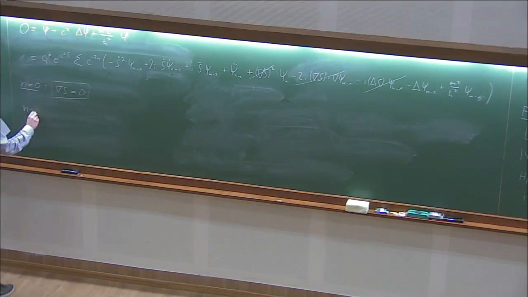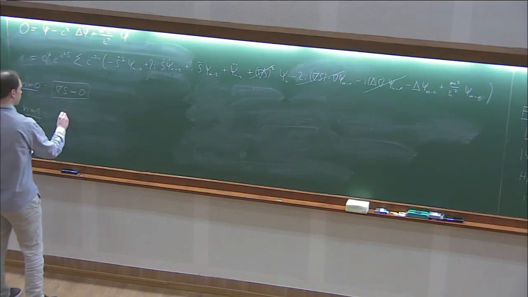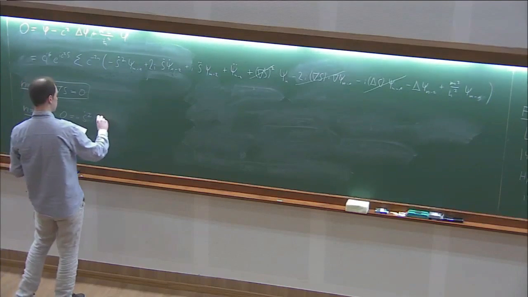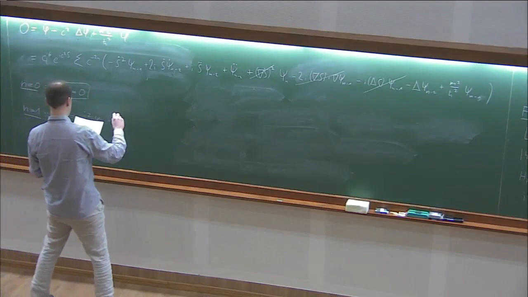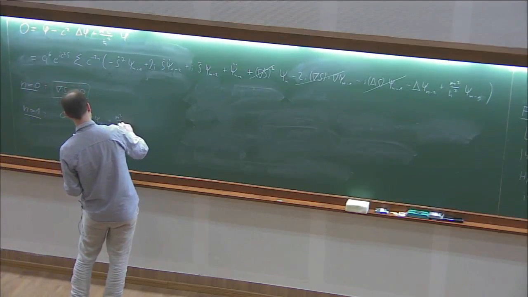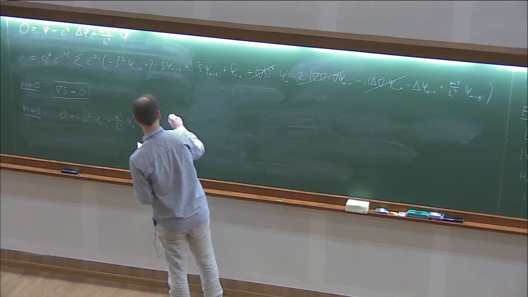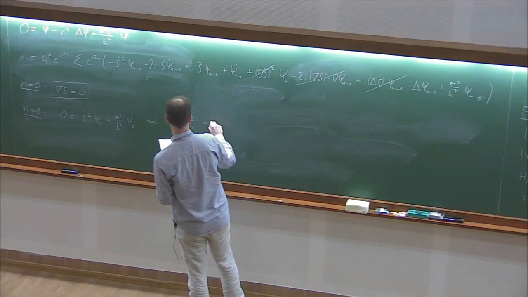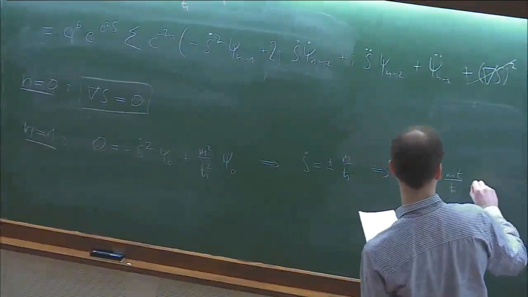And now we can look at the next higher order, so we can insert n equals 1. So what we get at this level is 0 equals minus s dot squared psi 0, this term, and then we get the term at the very end, so plus m squared divided by h bar squared psi 0. So we get s dot as plus or minus m divided by h bar, or s equals plus minus mt divided by h bar plus 0.